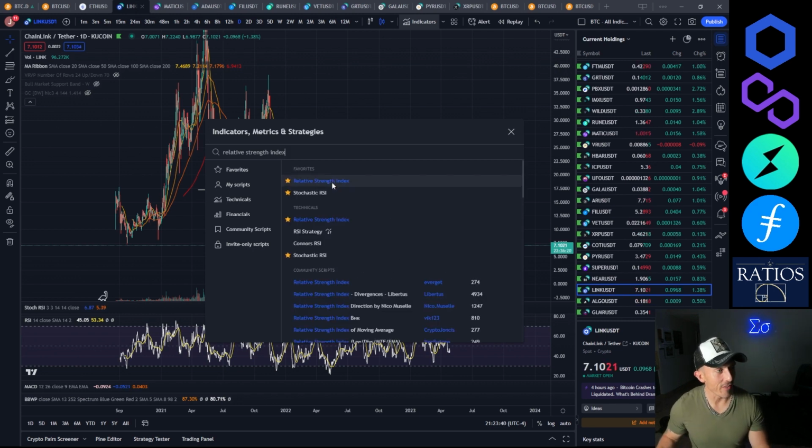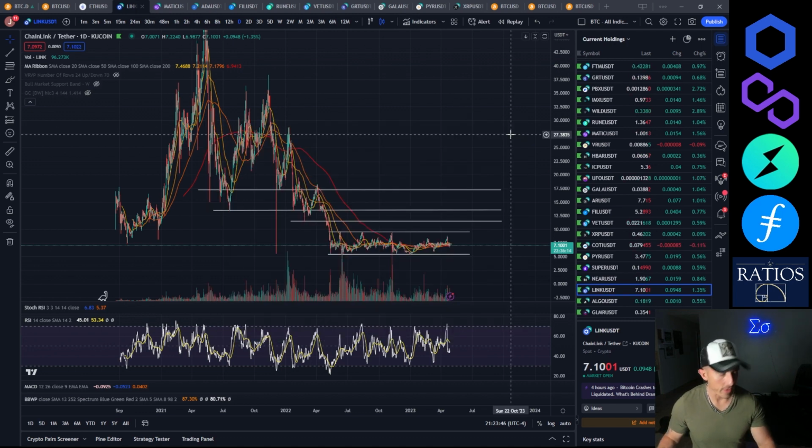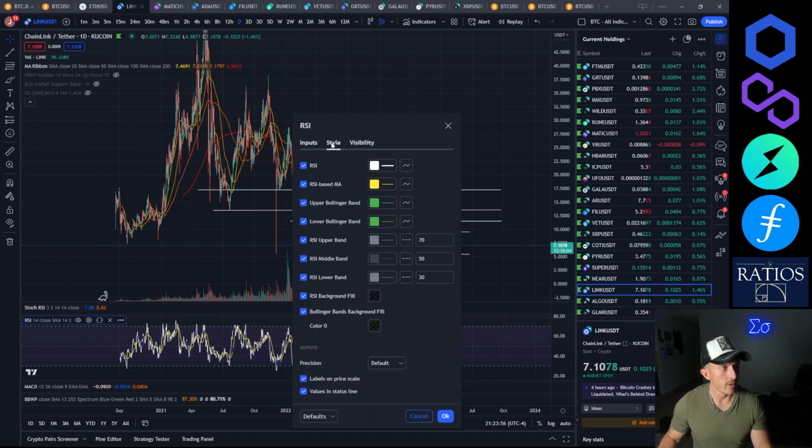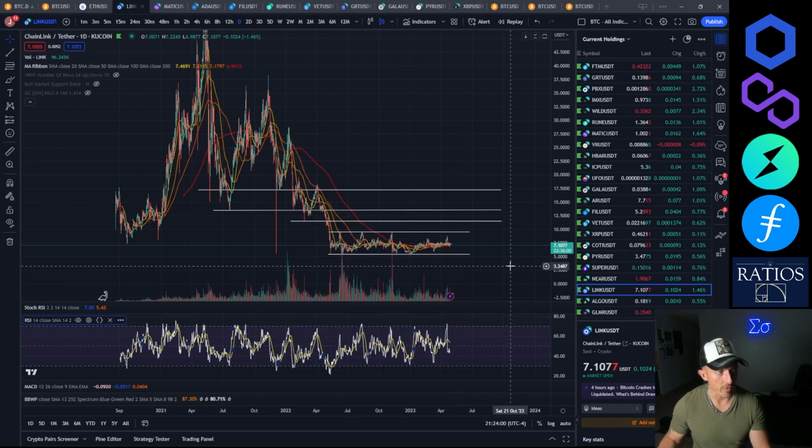You can see I already have it as a favorite, and I also have the stochastic RSI as a favorite. So when you click on that, it'll add it to your chart. Clearly it's already here. It starts out as purple with a purple line, and to me it's hard to read. So just a little hint here right off the jump: you double click on it, you can change the RSI color. And I change it to white so it's more visible for me.